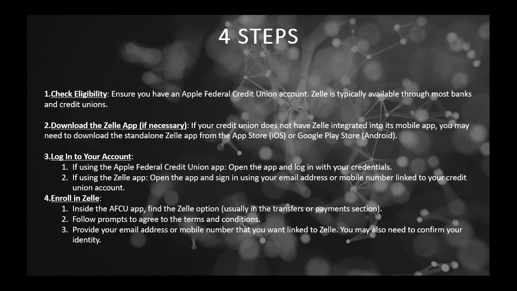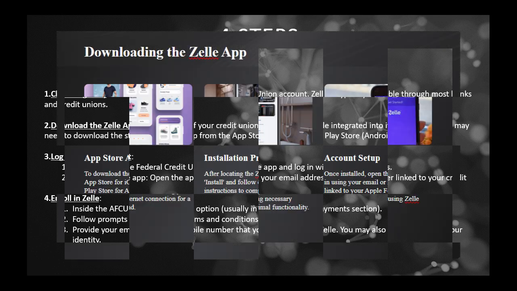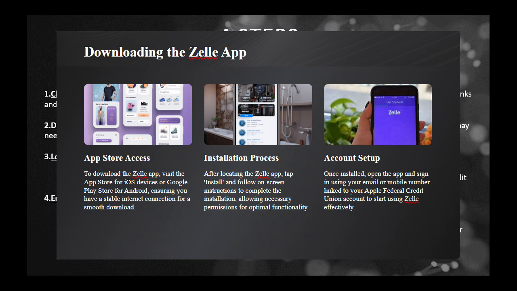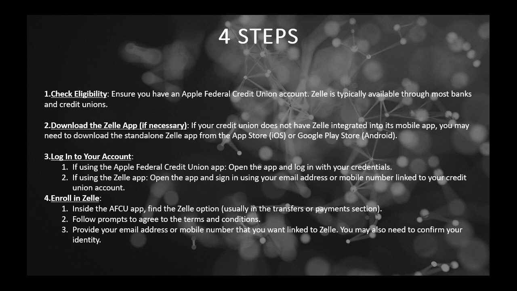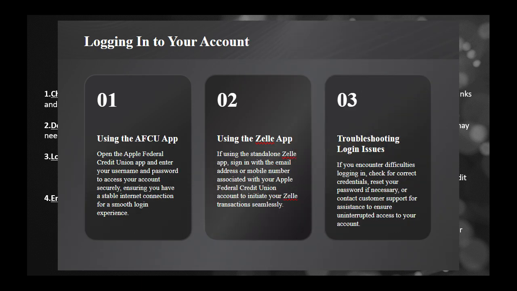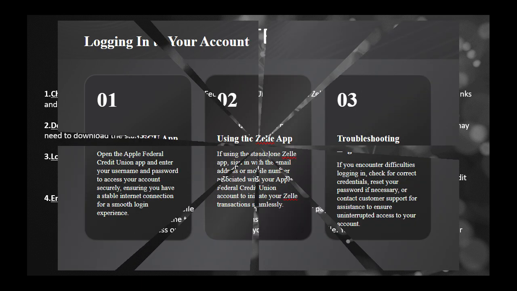If we are using iOS, we need to use the App Store to download the app, or if we are using Android, we need to go to the Google Store. And then the third step is to log into your account in the Apple Federal Credit Union app using your credentials. And if we are using the Zelle app, we need to sign in with our email address or mobile number linked with the credit union account.